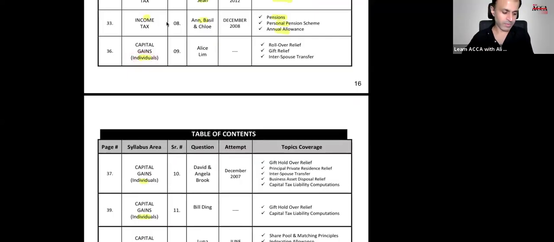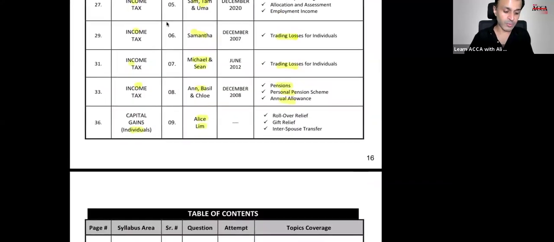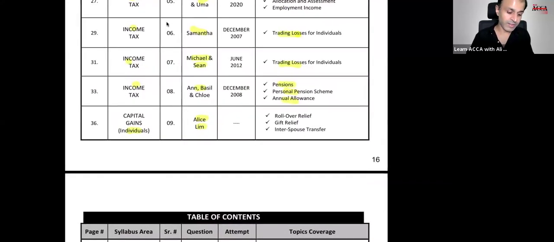We can start with the very first one, the name of which is Alice Lim. The questions of capital gains are quick to solve. They're not as extensive as the income tax questions were. So in a lesser amount of time, we can solve many. Starting with the very first one, Alice Lim. And see, this question brings in straight away 2 reliefs: rollover, gift holdover, and an inter-spouse no gain, no loss transfer.